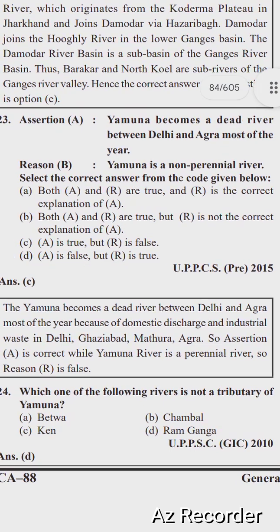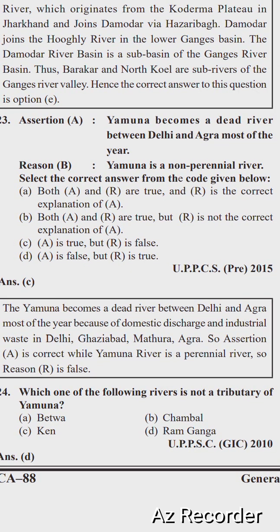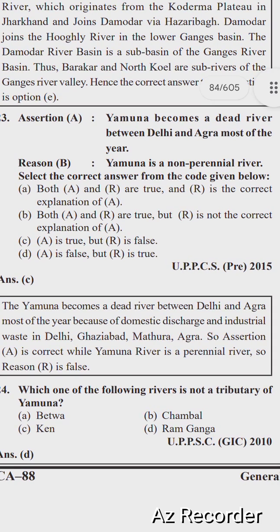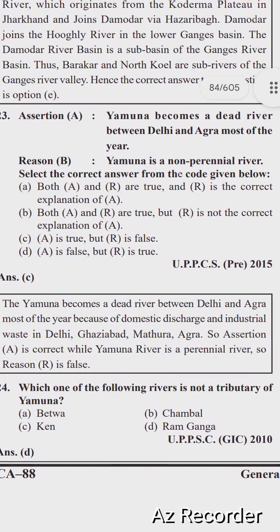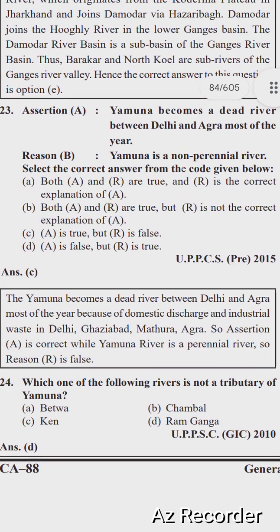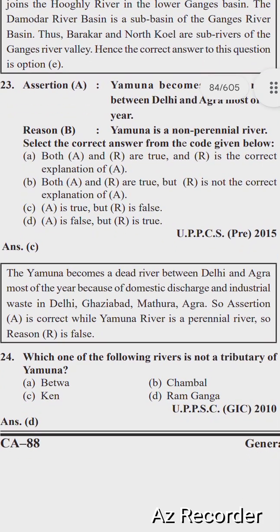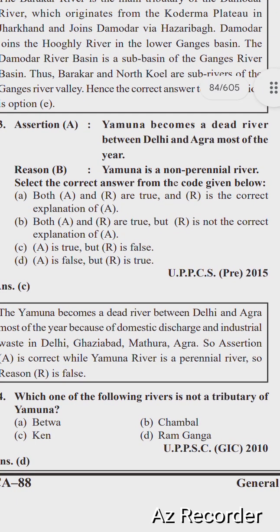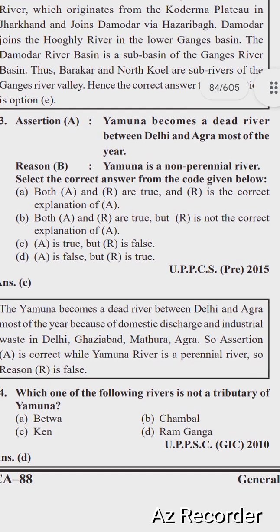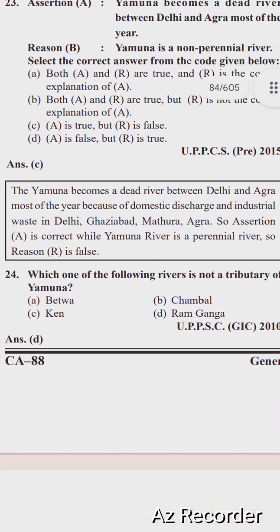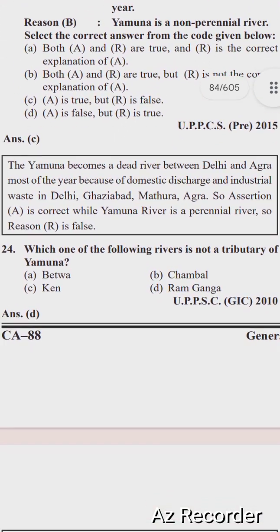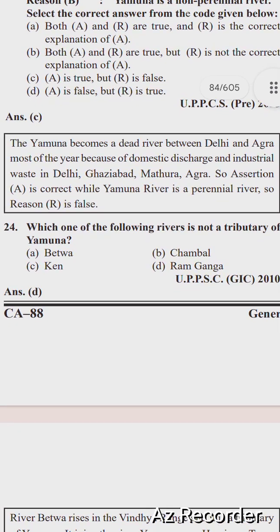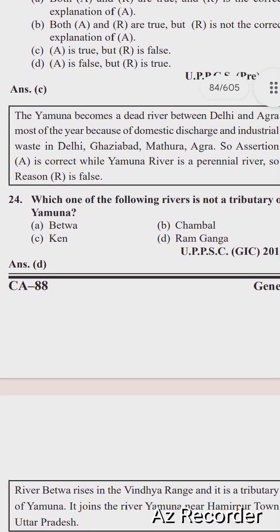Next, assertion and reason. Assertion: Yamuna became a dead river between Delhi and Agra most of the year. Reason: Yamuna is a non-perennial river. The right option is C: A is true, R is false. Yamuna became a dead river between Delhi and Agra most of the year because of domestic discharge and industrial waste in Delhi, Ghaziabad, Mathura, and Agra.